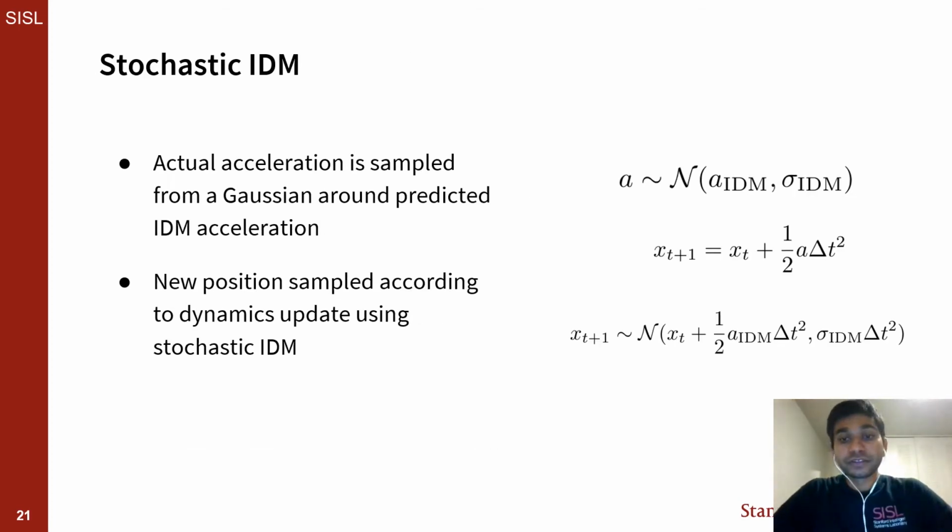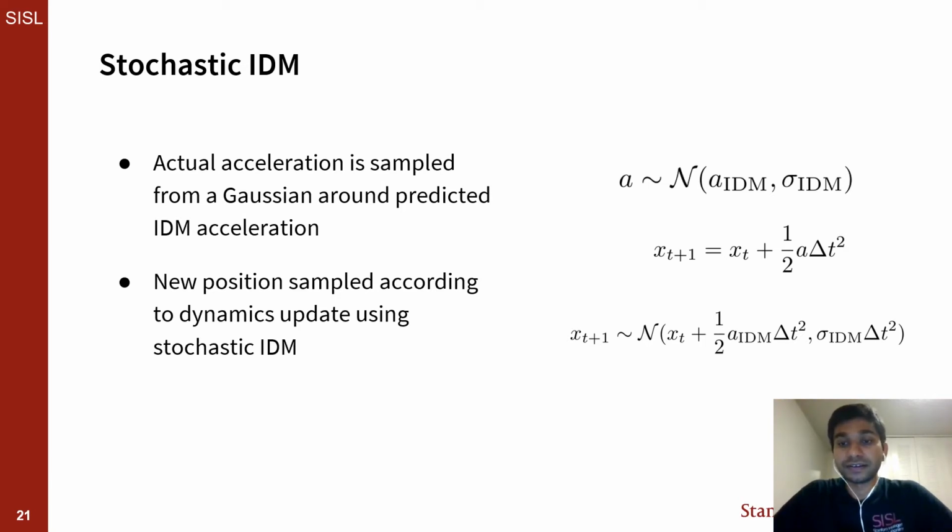But let me remind you that the goal here is to model human driving, which is stochastic. So we make a modification to the IDM and call it the stochastic IDM. Here, the actual acceleration is sampled from a Gaussian around the predicted IDM acceleration output. And the new position is then sampled according to a dynamics update using the stochastic IDM. The equations on the right describe this whole process.